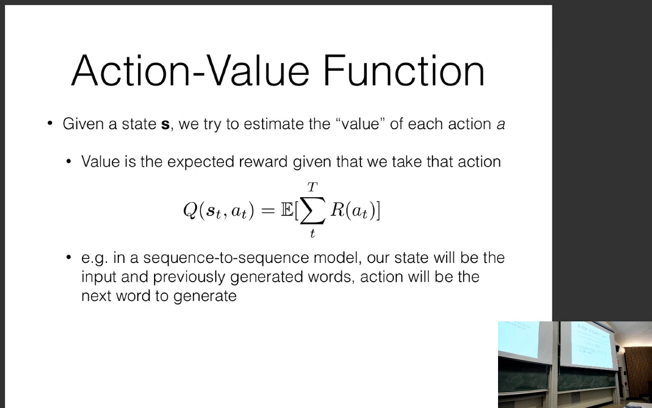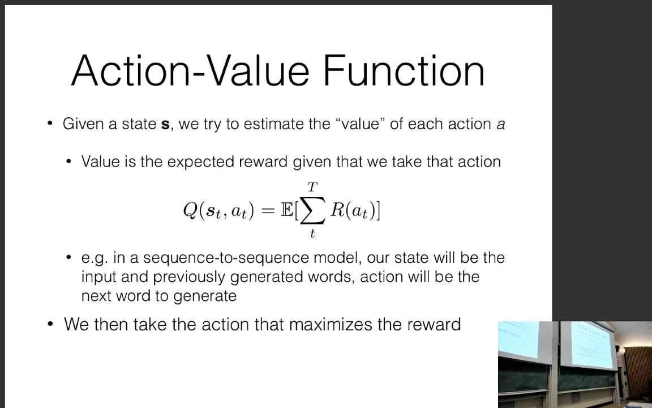To give an example, the state S might be the input and all of the previous generated words. The action would be the next word to translate, and the value that you would get from this would be something like BLEU score that you get at the end of the sentence, given that you took that action. So if you generate a good word, probably you'll be able to generate a good sentence, so the value will be relatively high. And if you generate a bad word, then the value will be relatively low. And we then take the action that maximizes the value, like this.